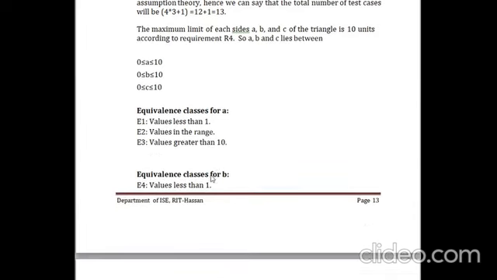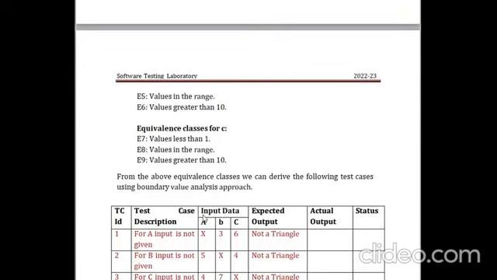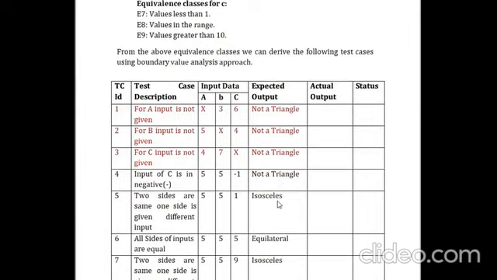The equivalence classes for B are the same: value is less than 1, value is in the range, value is greater than 10, and C is also the same as A and B. So from the above equivalence classes, we can derive the following test cases using the boundary value analysis approach.